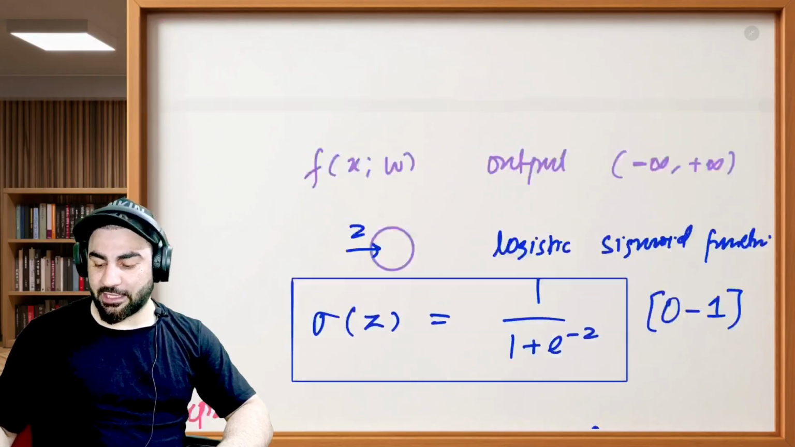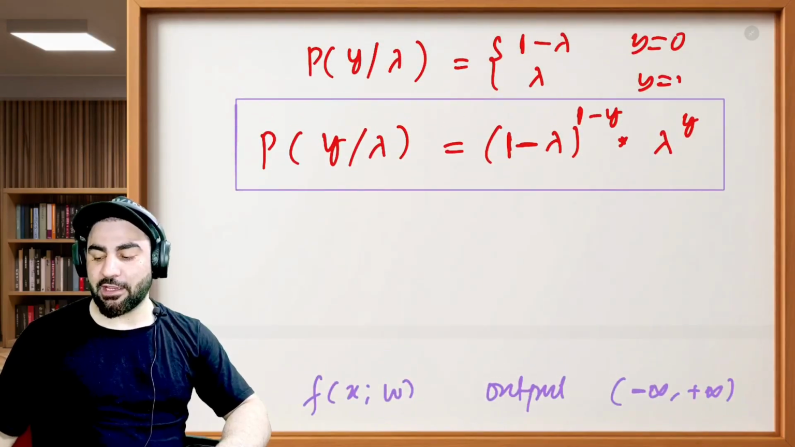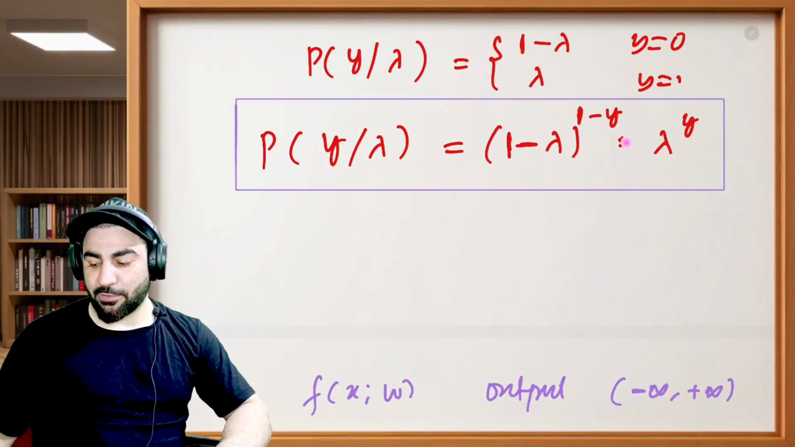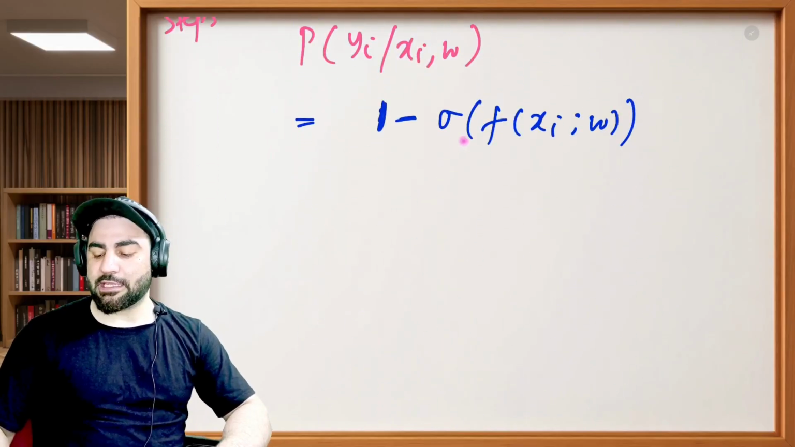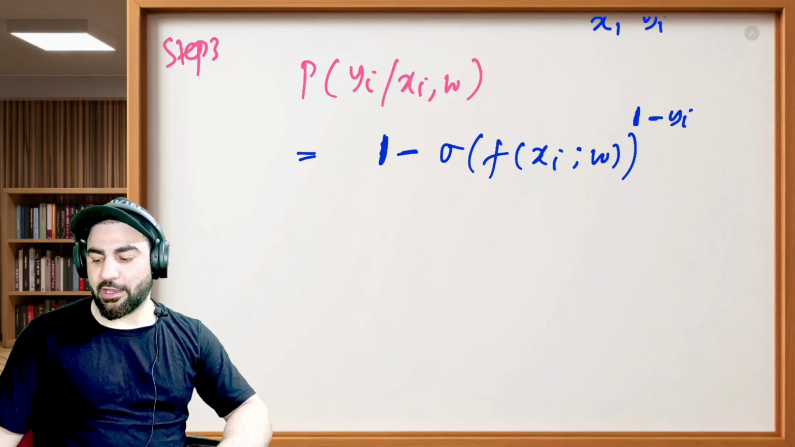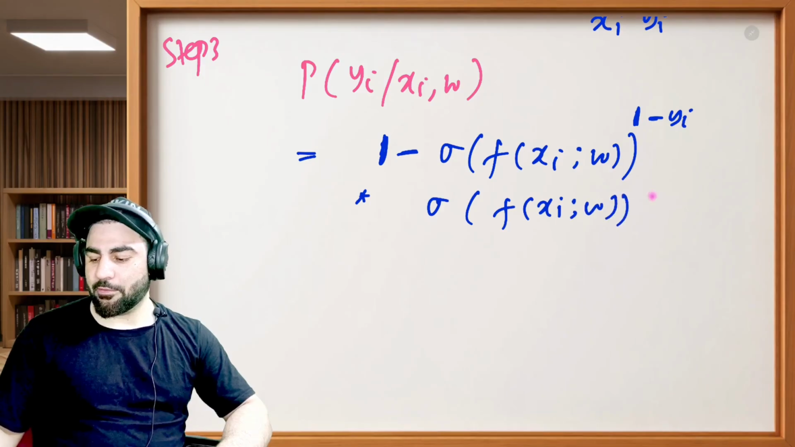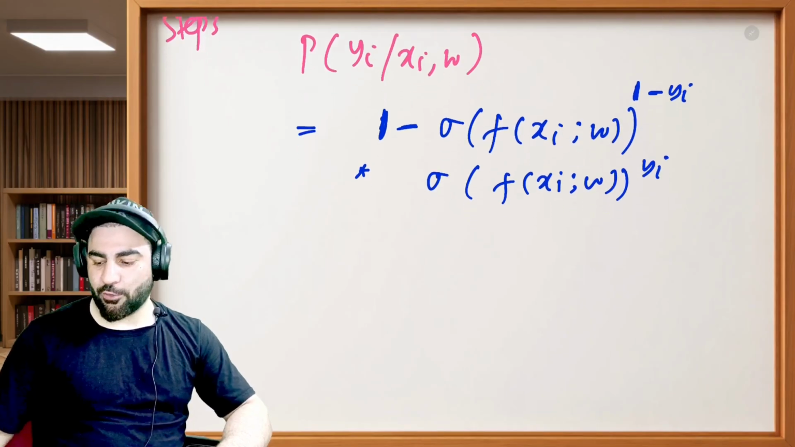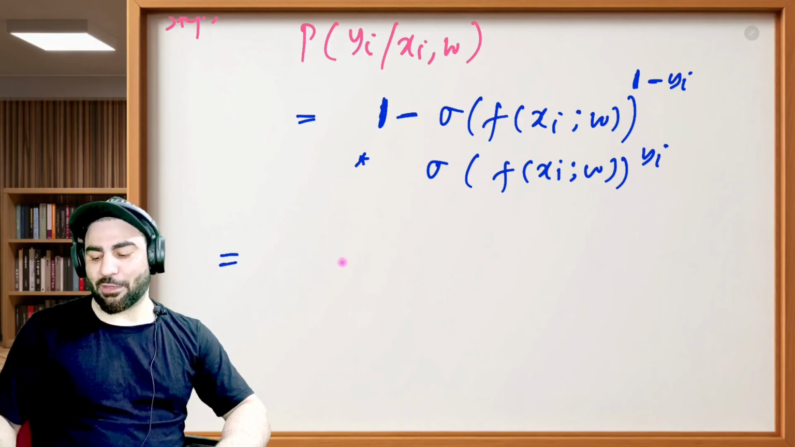If you see, that's here: 1 minus lambda to the power 1 minus y, and lambda to the power y, so this is multiplied. So I am saying 1 minus sigma of f of xi, w, raised to 1 minus yi, and then multiplied by sigmoid of f of xi, w, raised to yi. So if you see this over here, it is somehow like this.